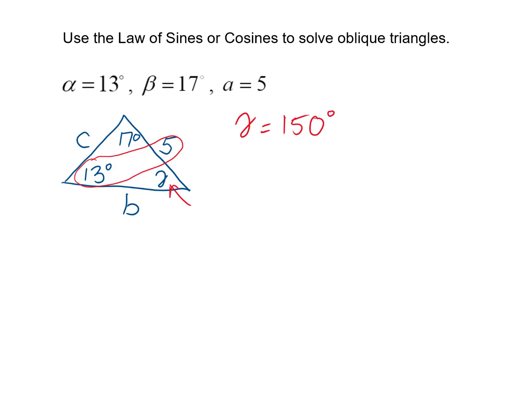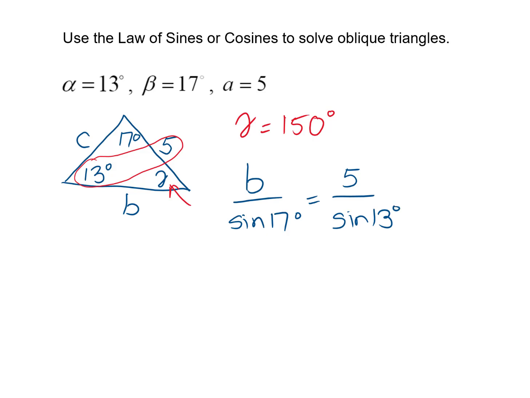Now let's go for finding the two sides that we need. So let's go ahead and find B. So we're going to take side B over the sine of the angle opposite B, that's 17 degrees, and then we're going to take our angle and side opposite it pair. So that equals the side 5 over the sine of the angle opposite 5, so of 13 degrees.